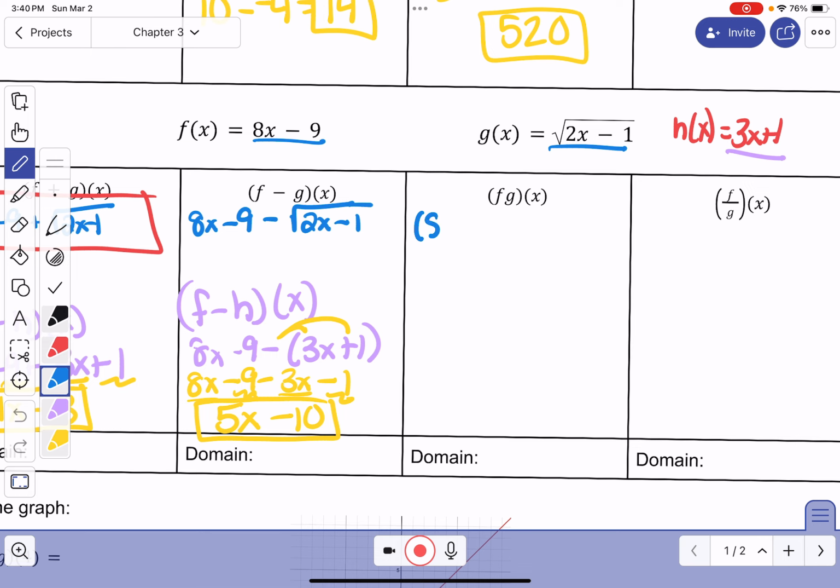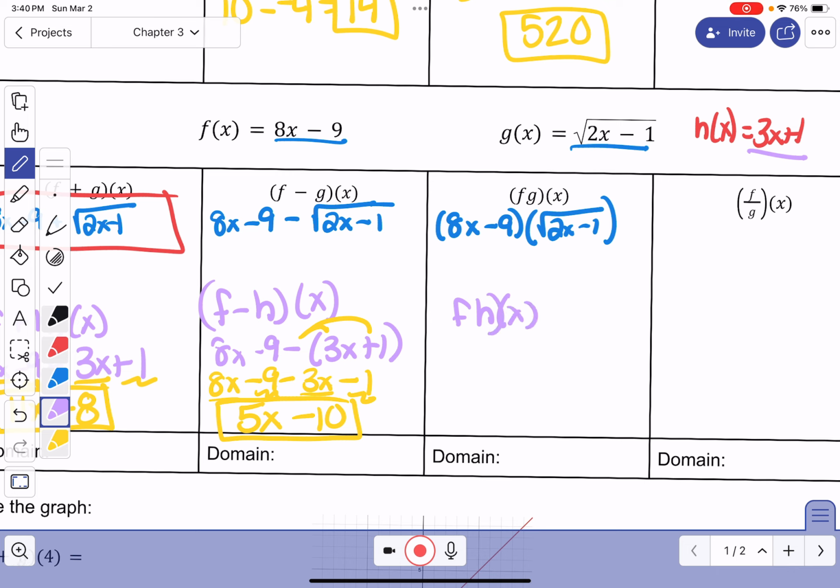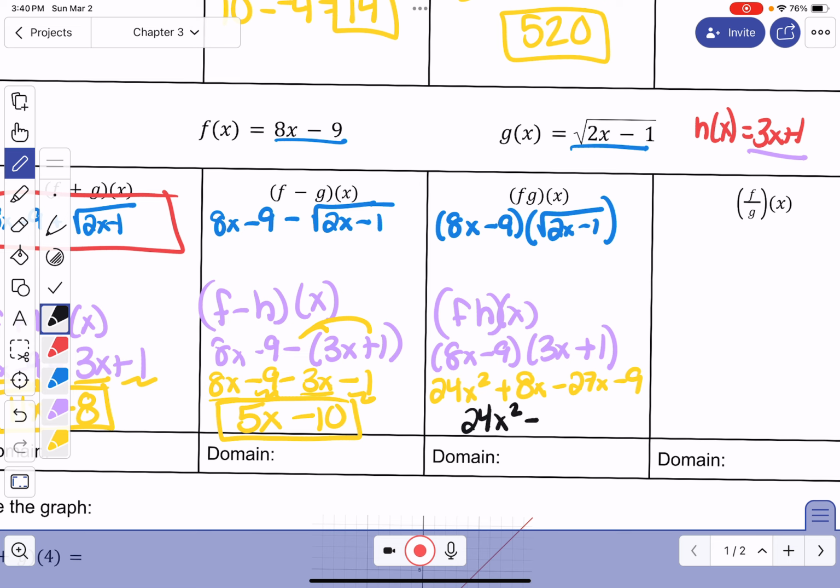Same thing with our multiplying: 8x minus 9 times the square root of 2x minus 1. Now we could distribute out that radical, and then we'd have two radicals, so it's better to keep it that way, just for looks purposes. But again, if we did it with one that is multipliable, we could end up foiling this. So we would do first times first, outside times outside, inside times inside, last times last, and then combine our like terms. So this would be minus 19x, and that would be that equation.